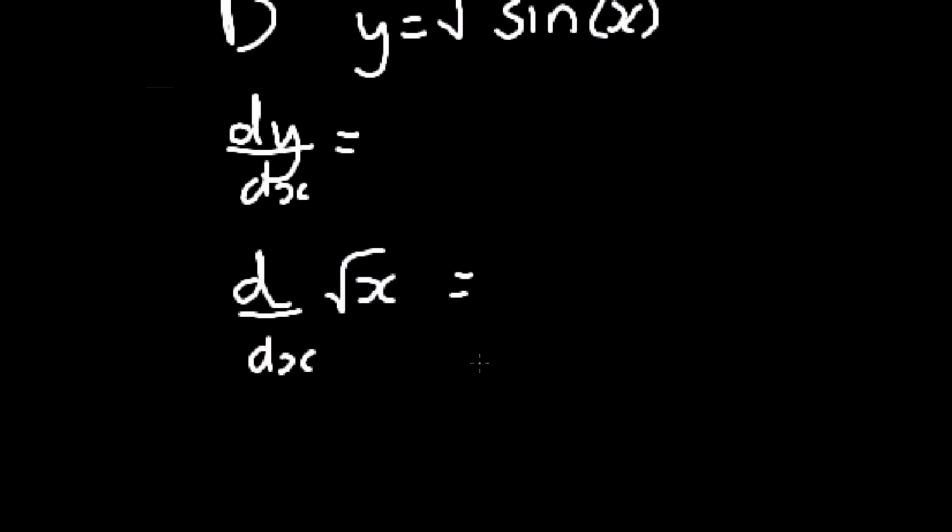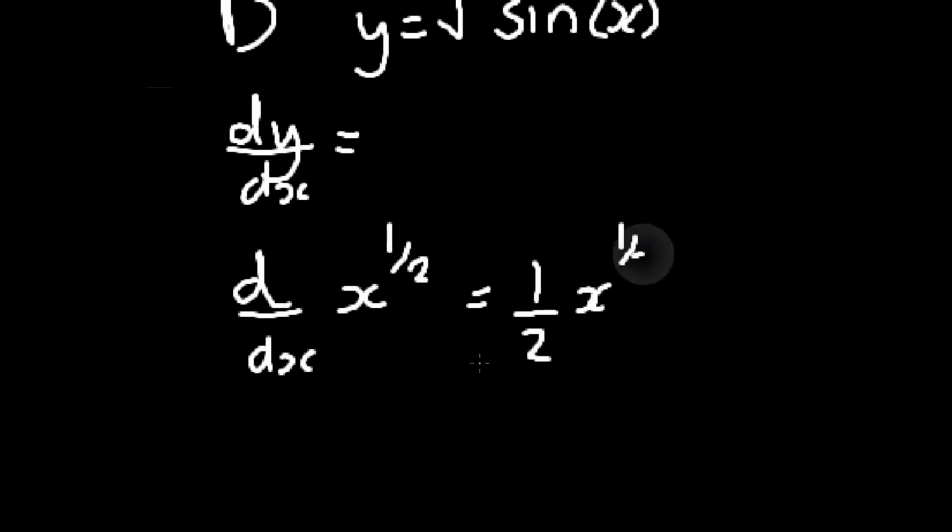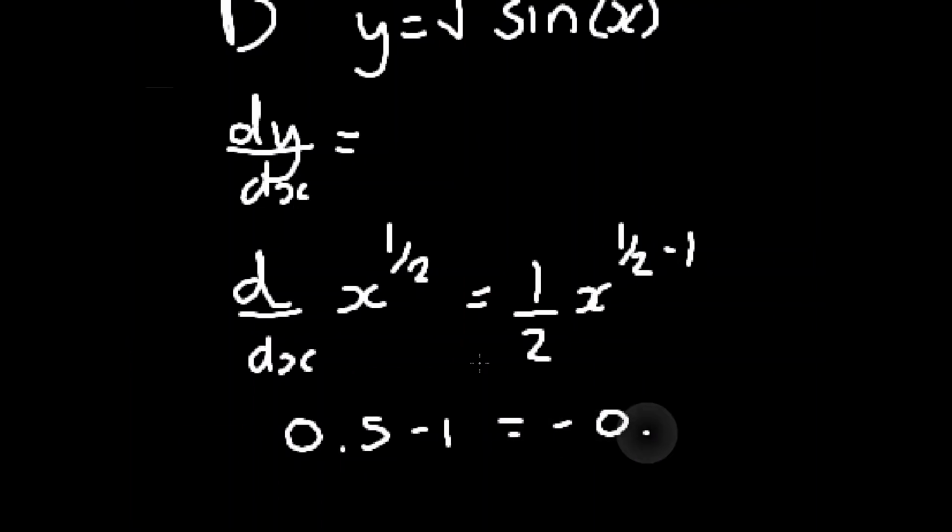Well, that is like saying find the derivative of x to the power of 1/2. Now, it's always so much easier to write it as a fraction in the indice. So x to the power of 1/2. What we do is we take that half, we put it down the bottom, and we take 1 from the top. Now that looks a bit funky, right? But what is 0.5 minus 1? You might say that's negative 0.5.